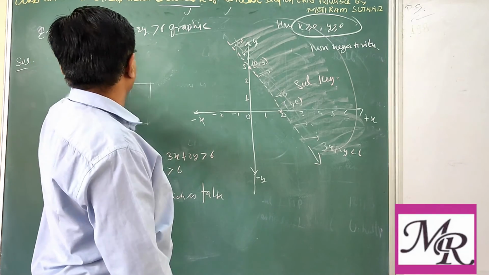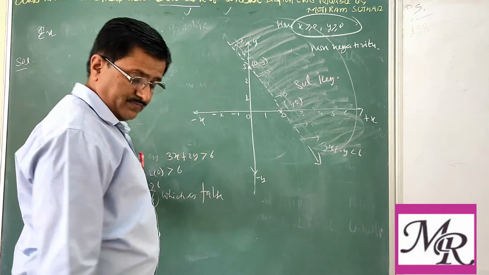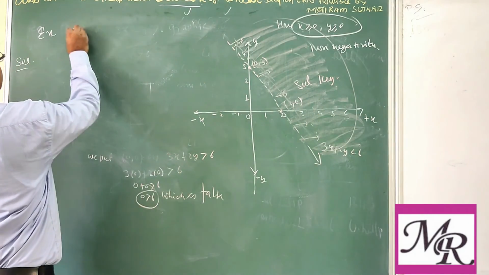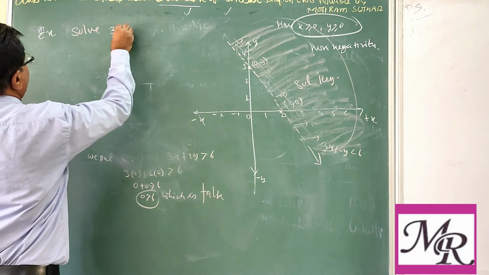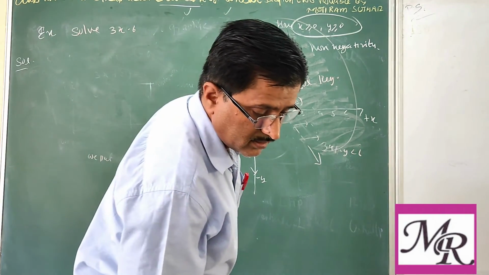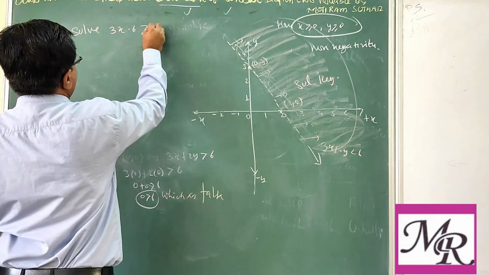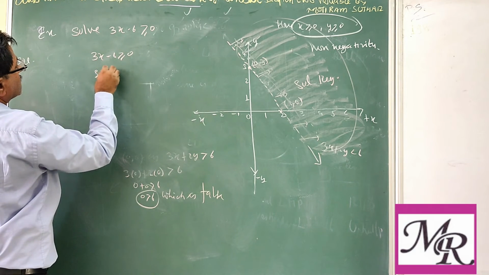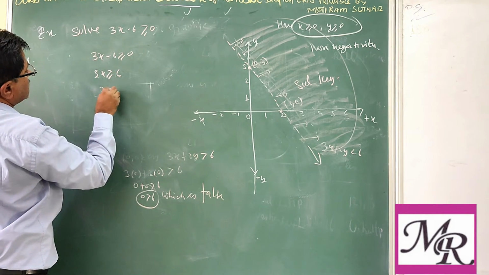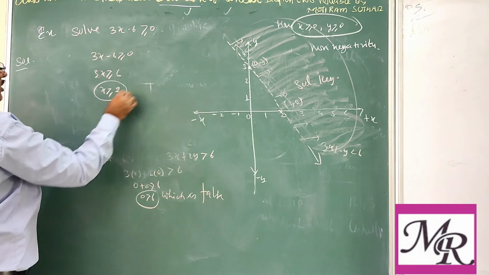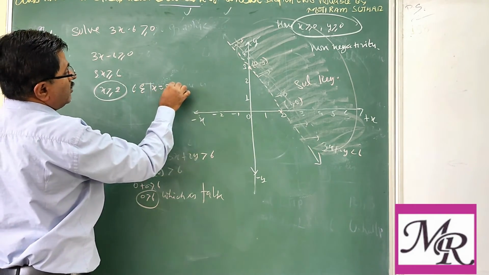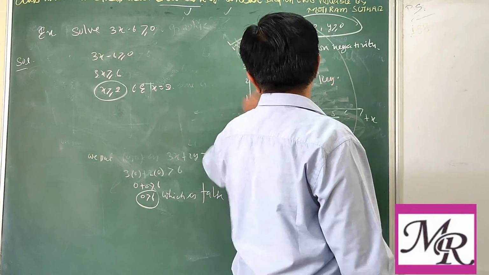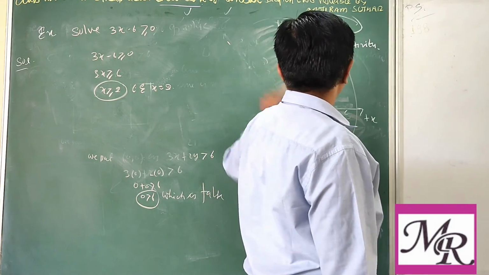Now one more very easy example. If we are given, solve 3x minus 6 greater than or equal to 0. You may write this in the form of 3x greater than or equal to 6, so x is greater than or equal to 2. The corresponding equation will be x equal to 2. Now we draw the graph of x equal to 2. That is very easy.